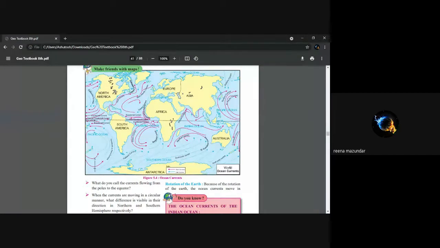So a lot of fishing takes place, a lot of fish we find in that region, and therefore they are called fishing ground. So fishing ground. I think I'm clear up to here, everyone.